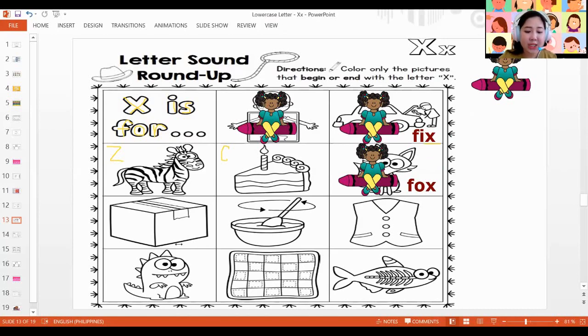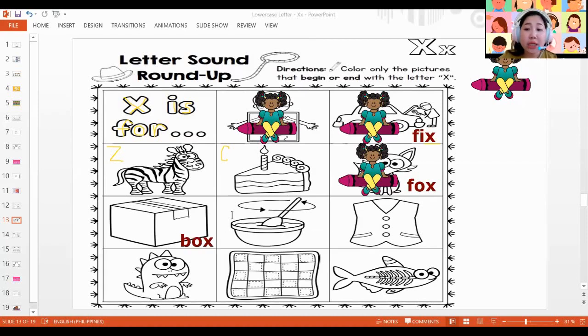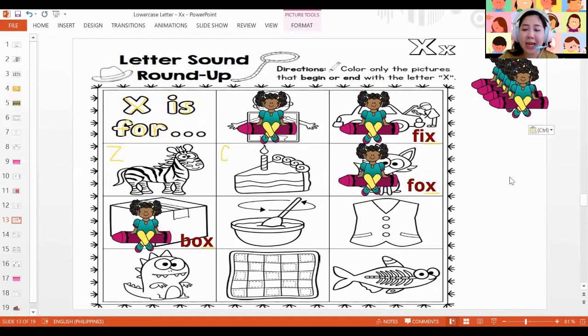Next one, this one. Do you remember this one? This is ox. It also has the x in the end, just like in fix, fox, and box. So it has the x in the end. So we also have to cover it.